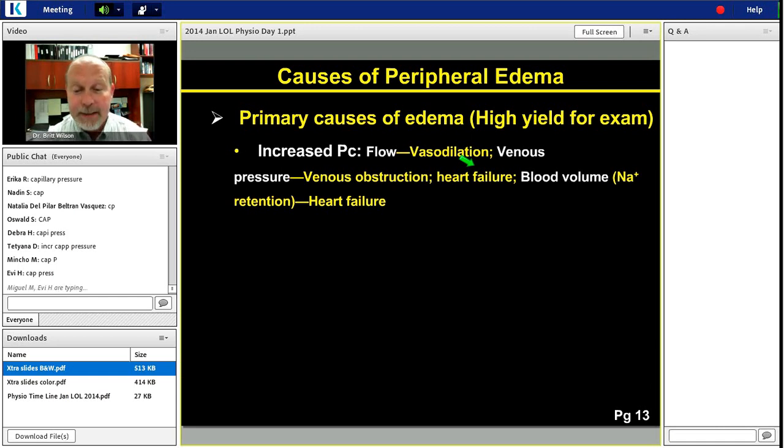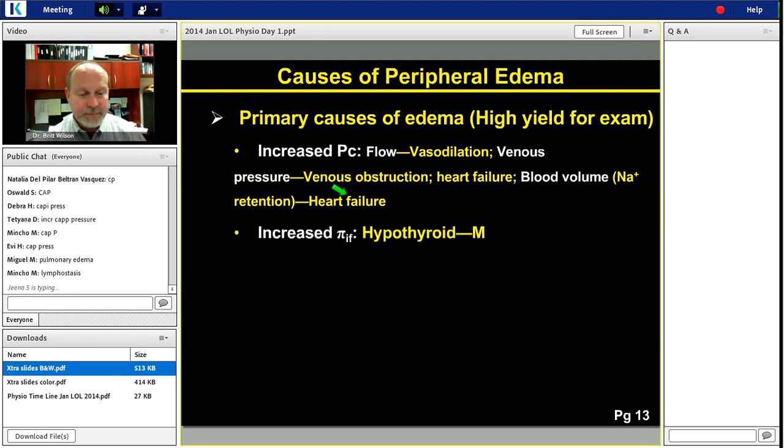Okay? Next, blood volume, directly related. Well, that relates to sodium. You regulate sodium to regulate volume. You expand extracellular volume in heart failure, you got a big increase in blood volume, it could be edematous. I could also increase the oncotic pressure in the interstitium.